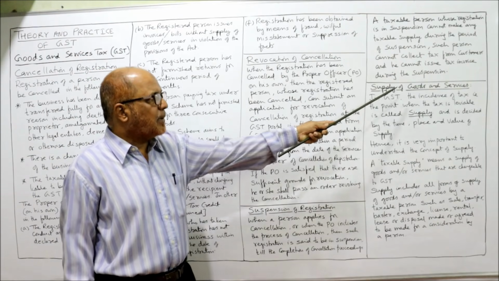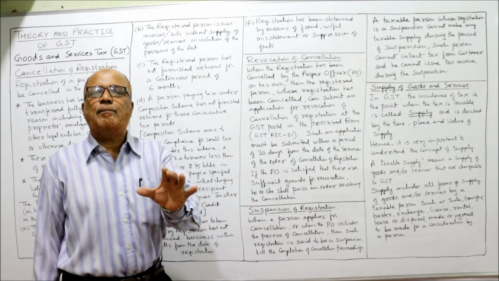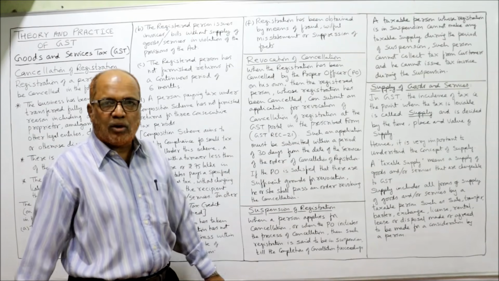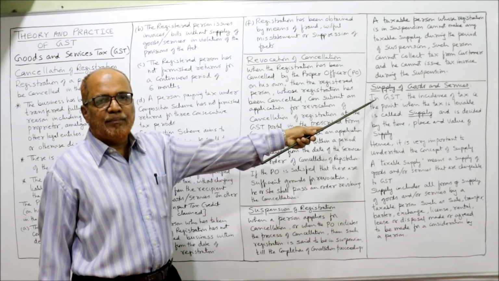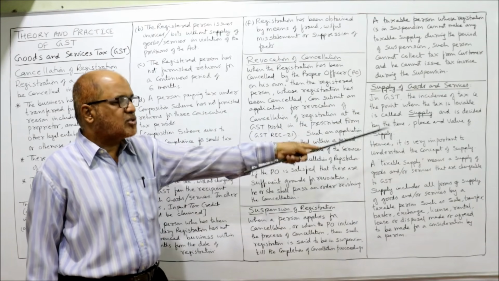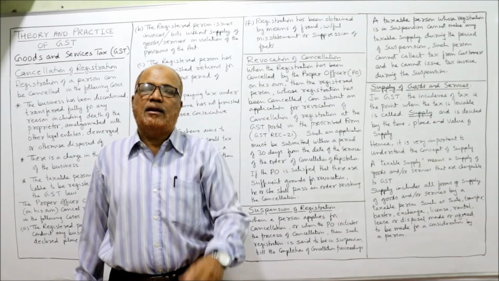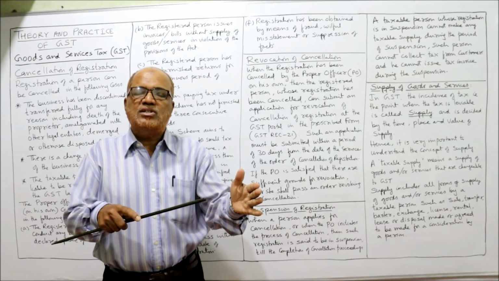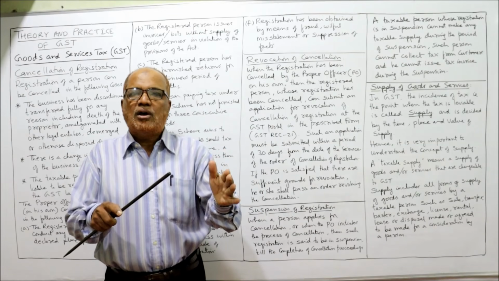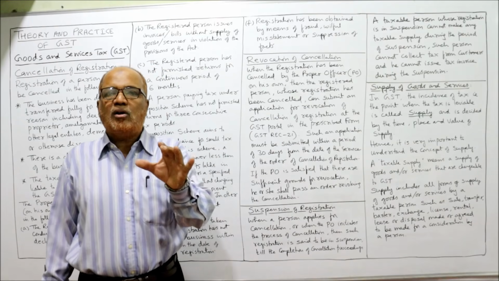Now, supply of goods and services. The last topic in this video is regarding supply of goods and services. Now, a very important topic. In GST, the incidence of tax, the point when tax is leviable, is called supply. That means when GST is applied, the incidence of GST is at the time of supply. So what is the meaning of supply?